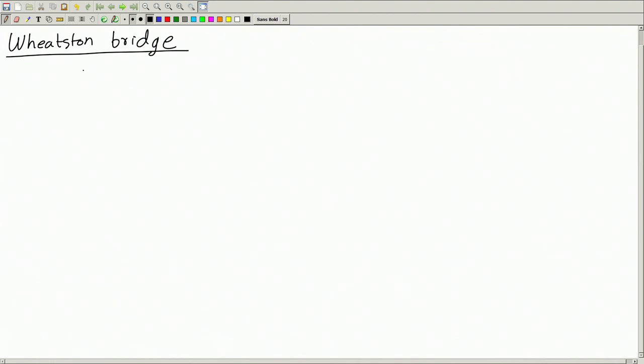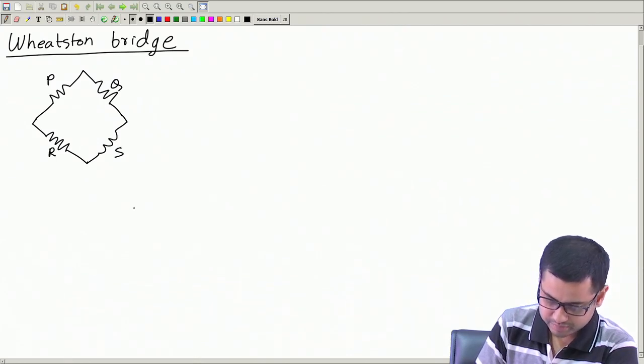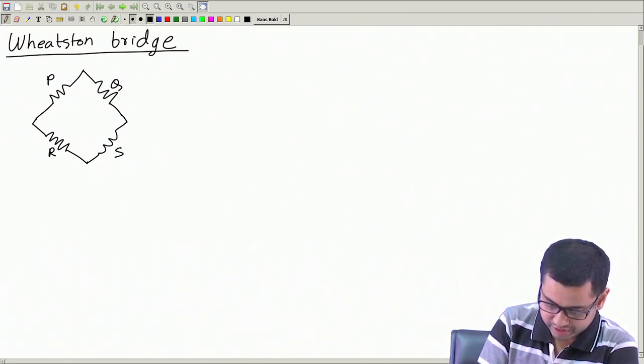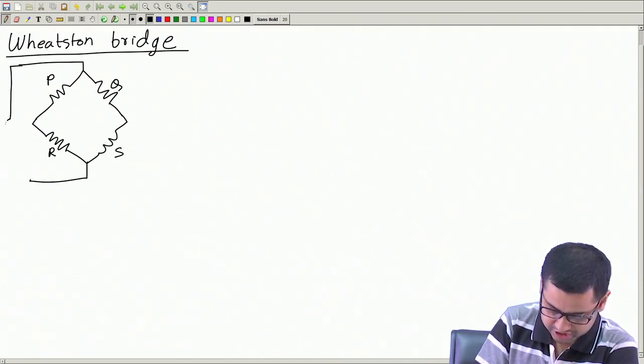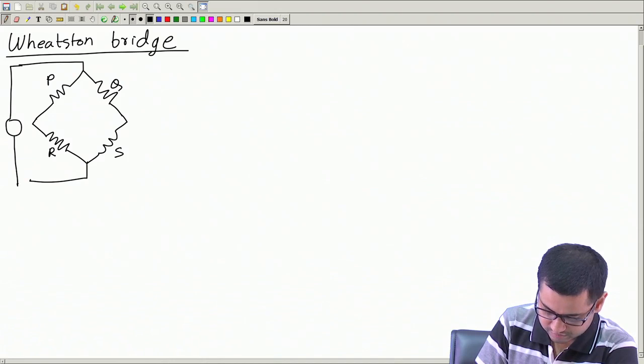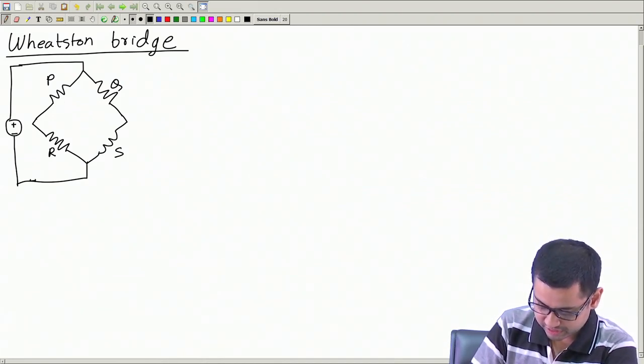So the bridge looks like a square, and we have four resistances, call them P, Q, R, S. We connect a power supply across two opposite terminals. This is a DC supply because we are measuring resistance.